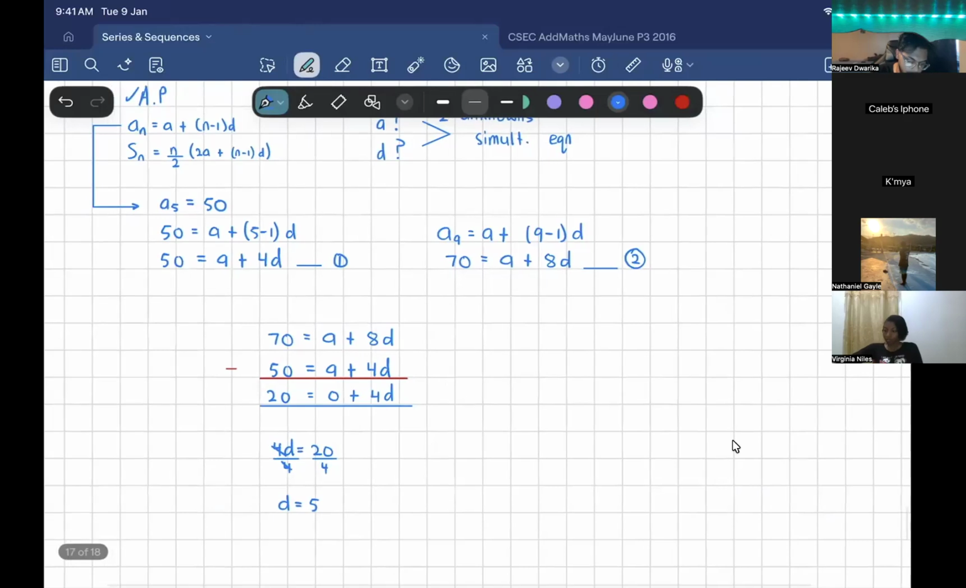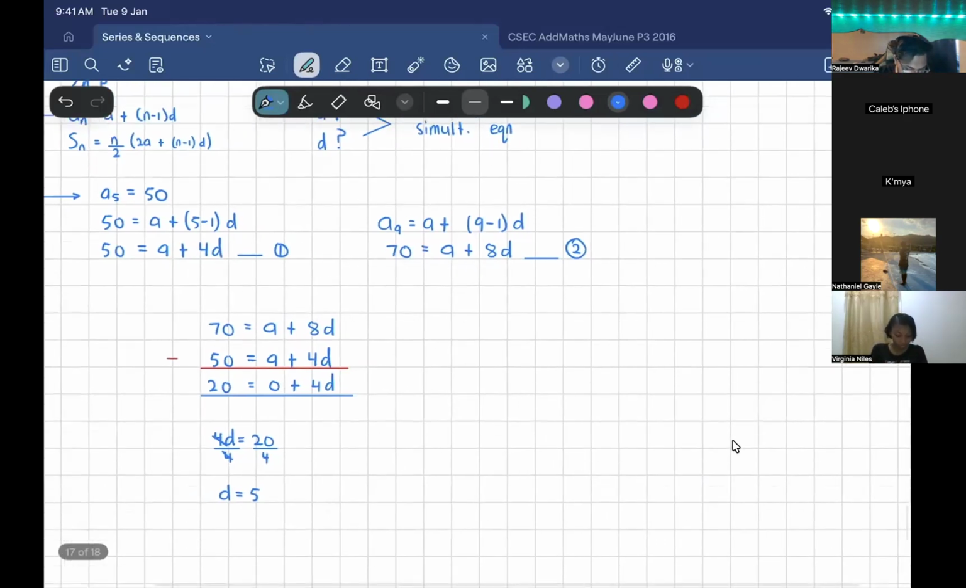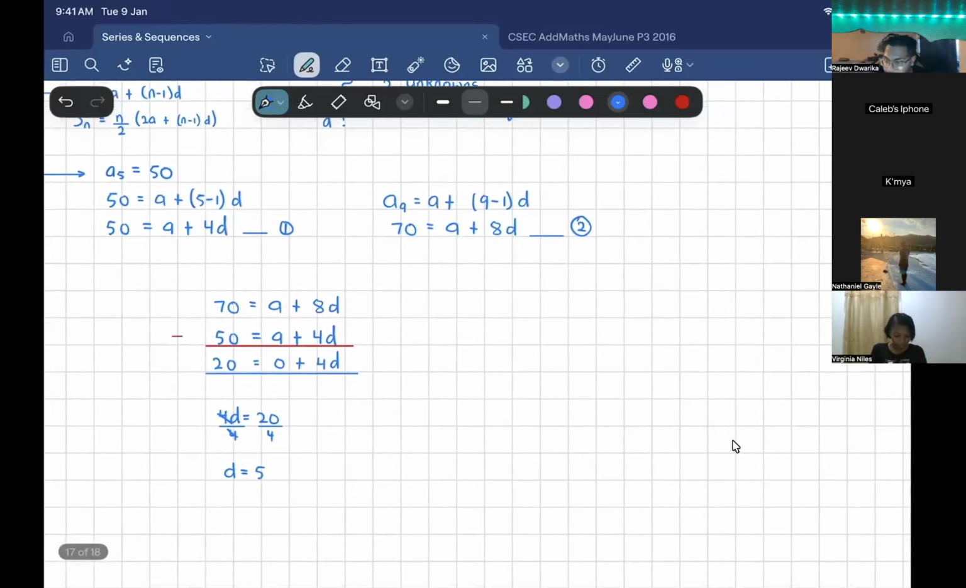Cool. We have D. What could I find next, Nathaniel? A. Could find A. All right. Which equation do you want to use to find A? I'm just picking randomly. Let's just use equation 2. It doesn't matter, you know. You can pick any one and it will work. Because a lot of students think the teacher will show them one way and they think that's the only way. You could use one or two. It doesn't matter. Maths is very flexible. Granted, don't break any laws.